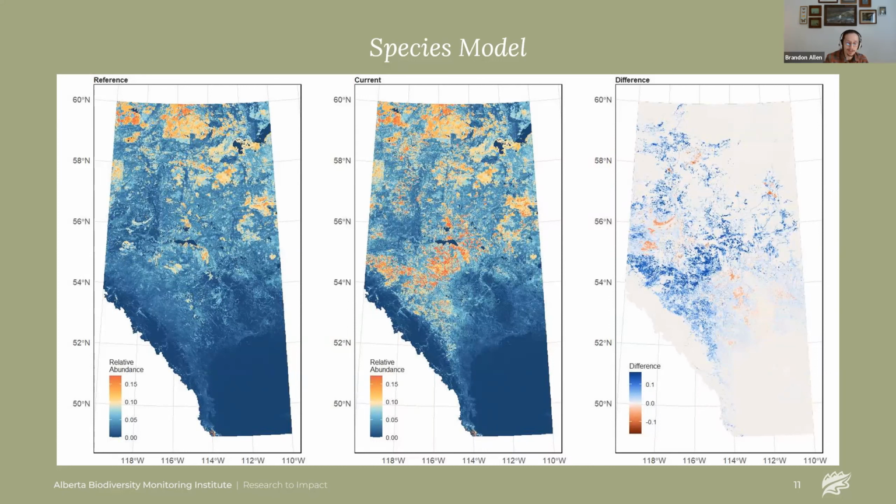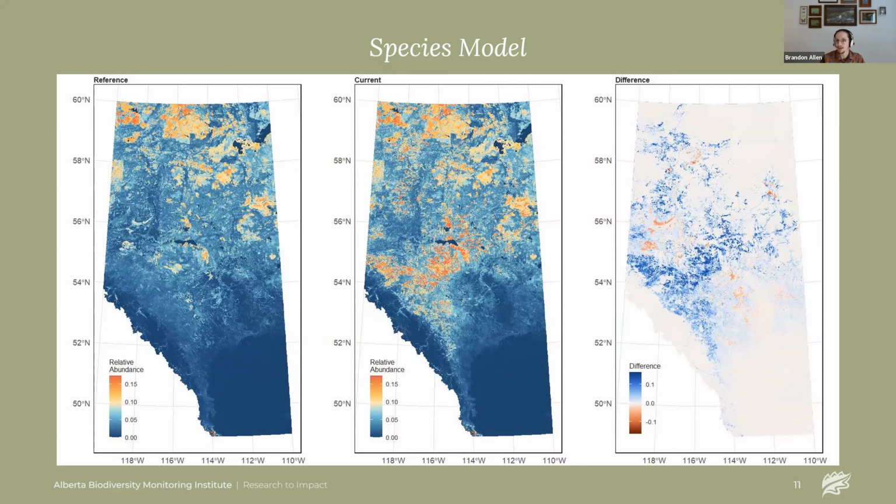And again, you can see that there's lots of places that it's still highly abundant. You will notice that if you focus on the north central part of the province, there are these big red blobs that are consistent in current and reference. And that's because those are natural stands. They haven't been disturbed. So the species is just as abundant under this reference condition as it would be under the current condition because there is no disturbance there.